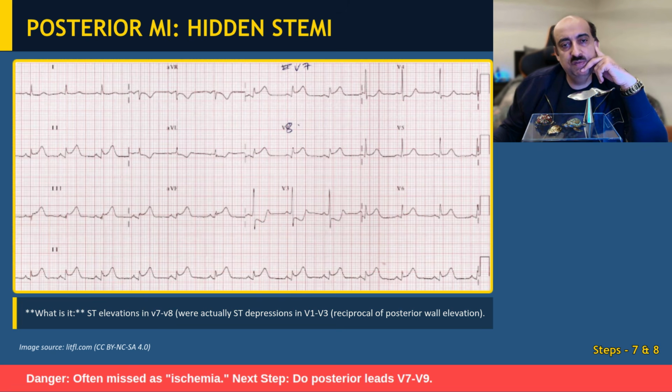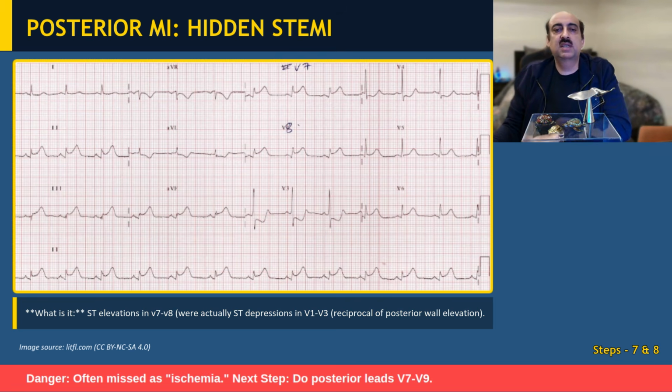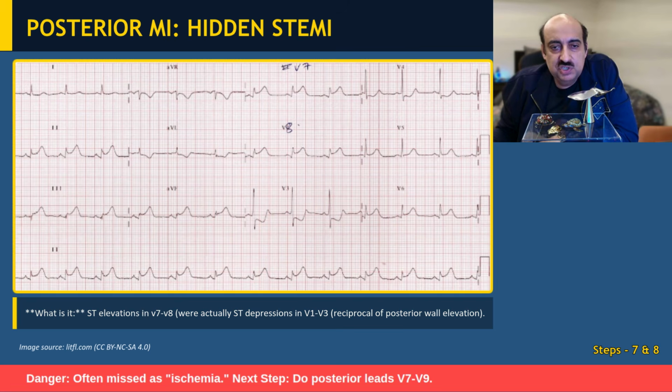So V1, V2, and V3 were showing significant ST depressions, which were the mirror image, the reciprocal image of the posterior wall. So the moment you place the leads, V7 and V8, on the posterior wall, they pick up the correct electrical pattern, which is an ST elevation indicative of posterior wall MI. So do not often miss these posterior wall changes, reciprocal or mirror image changes, as just ischemia.